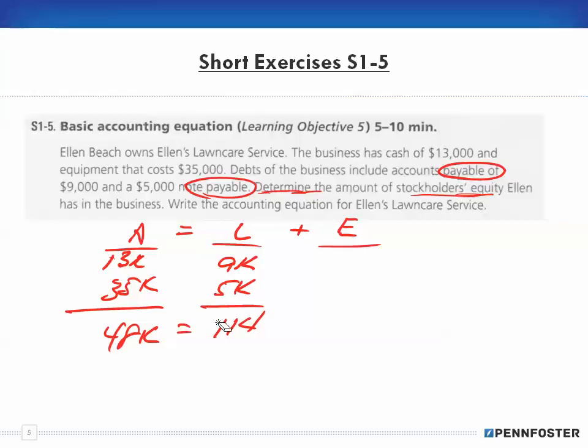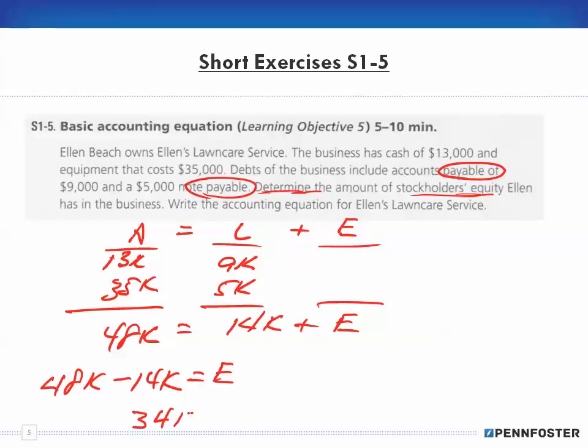Determine the stockholders' equity. Well, my assets, I have 48,000, and that equals my liabilities of 14,000 plus whatever my equity is. So we're going to solve for the equity by moving the 14,000 across the equal sign and changing the sign, so it's 48,000 minus 14,000, which gives me my equity, and that ends up being 34,000 in equity.